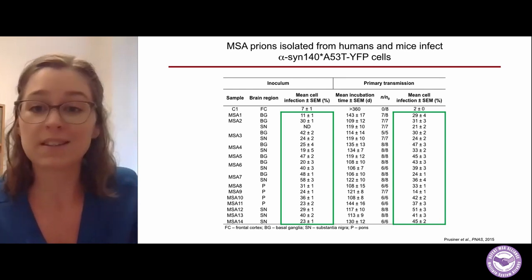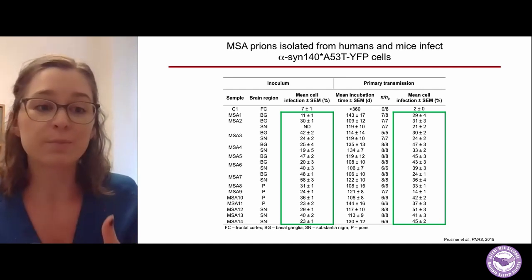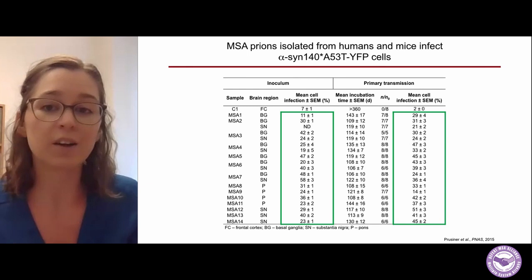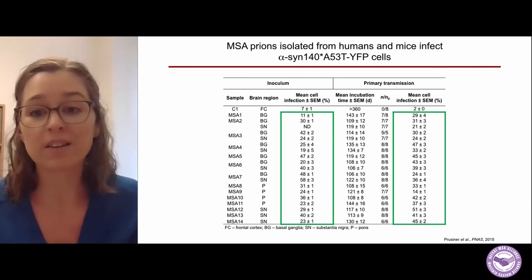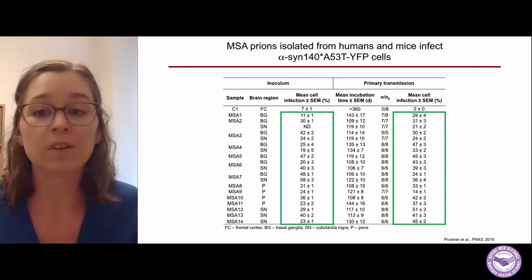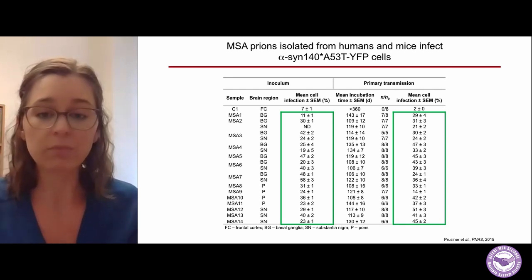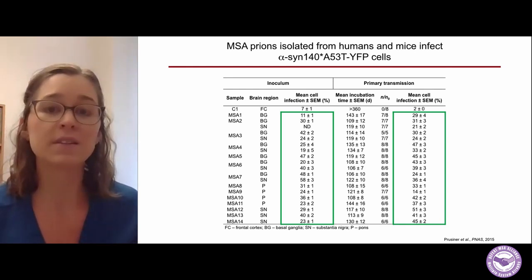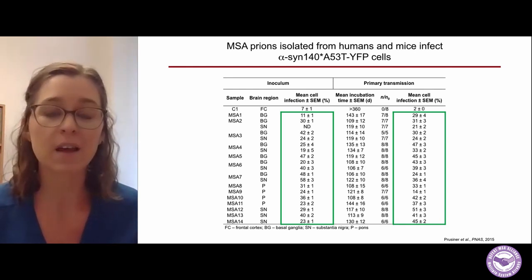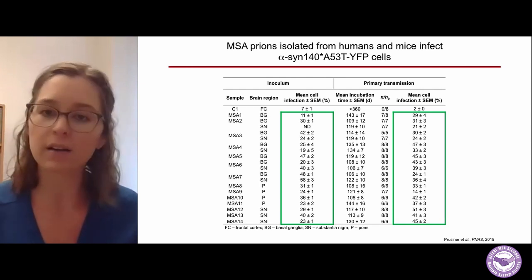And then interestingly, when we take those brains from the mice, isolate our prions, and then infect our cells again, we see similar levels of infection. So this suggests that MSA retains its strain properties through multiple passaging paradigms.